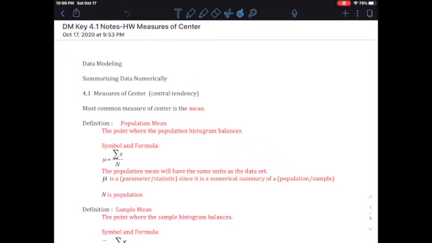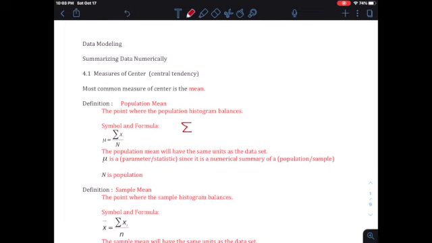One of them is the population mean, which is the point where the population histogram balances. The symbol and the formula: mu, the little guy shaped like a U but called mu, equals summation x, and summation means adding every single thing related to x together. Summation notation, or we call it the sigma, is a Greek letter. So now what you have to do is also understand the definition of all the letters, and that will be really helpful.